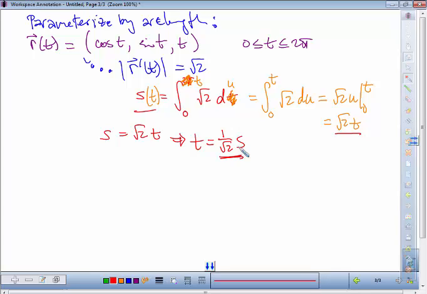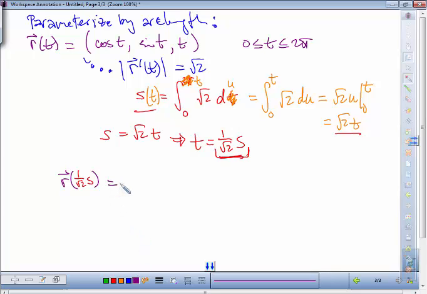What that means is that I can take this value and put it into R. So R, instead of having my original parameter t, I'm going to have this go to 1 over root 2 s. So now my function is a function of s.